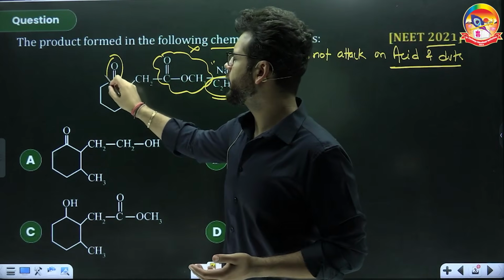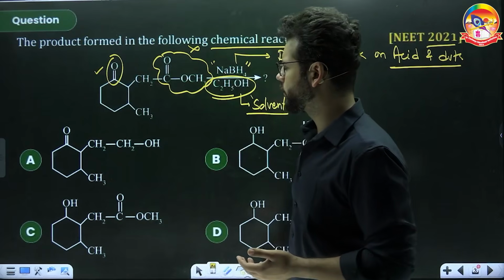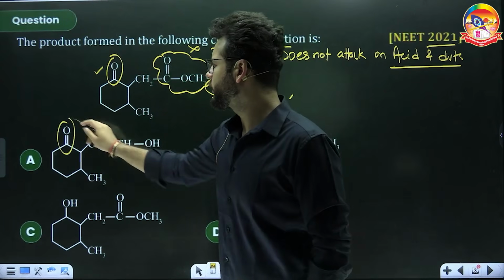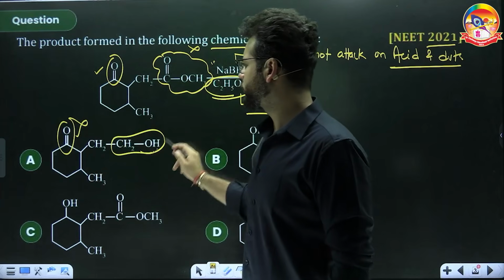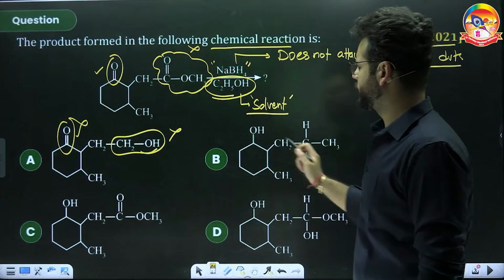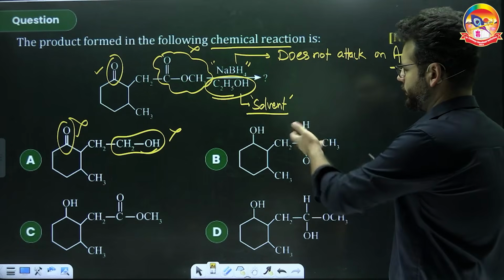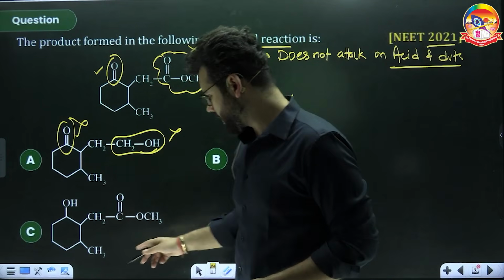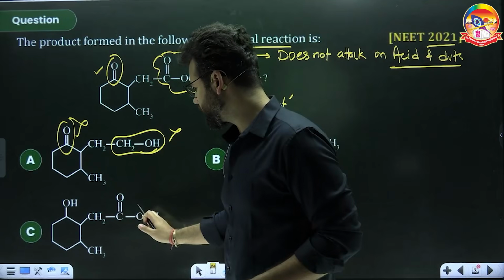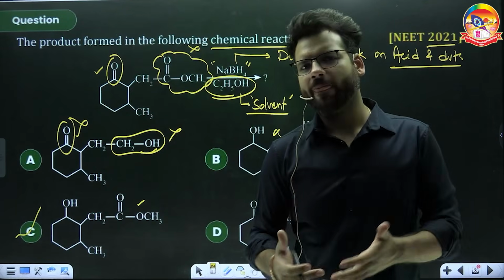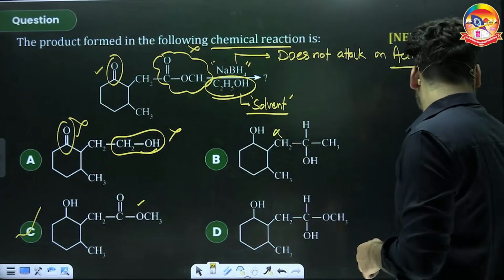Only this side it will attack and make an alcohol. This alkyl will remain as it is. So this is incorrect. This is also incorrect, they have just reduced this part as well, which is not correct. This is the one which is correct, where the ester is kept as it is and the ketone is reduced to a secondary alcohol. Okay, moving to the next one.